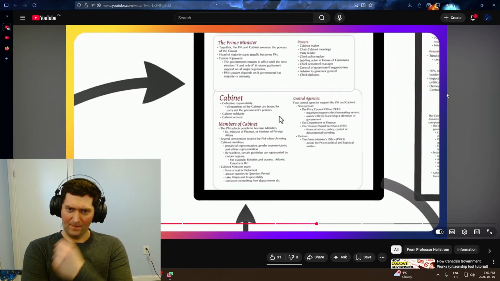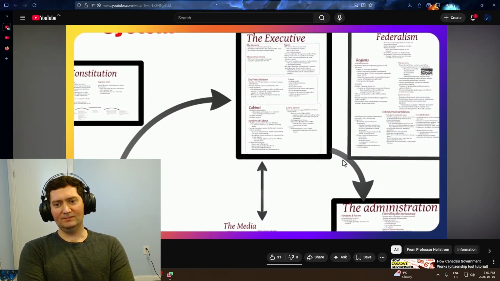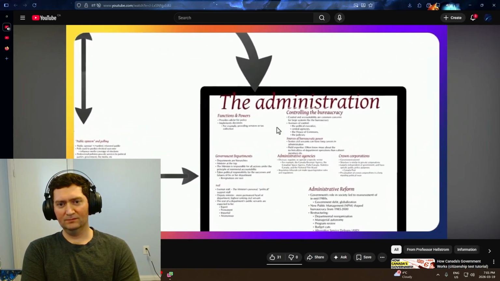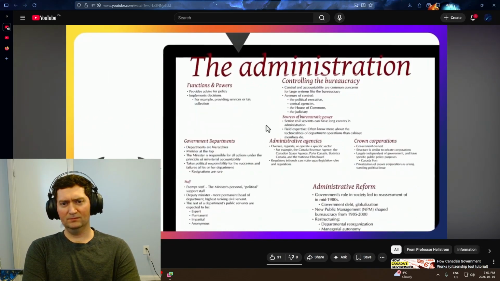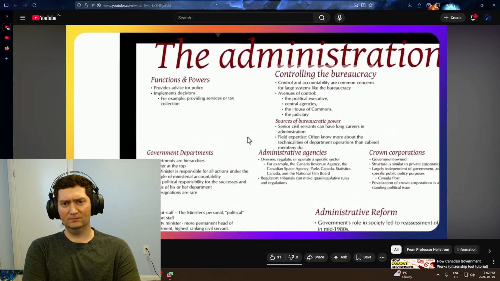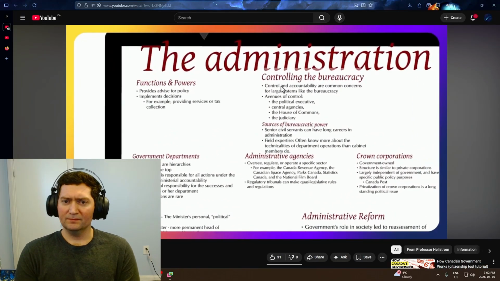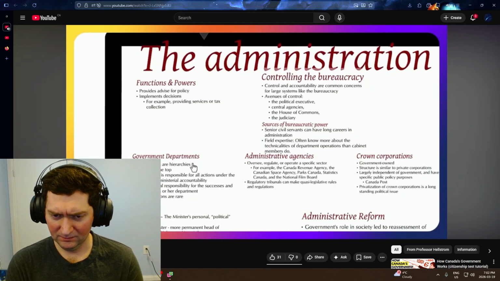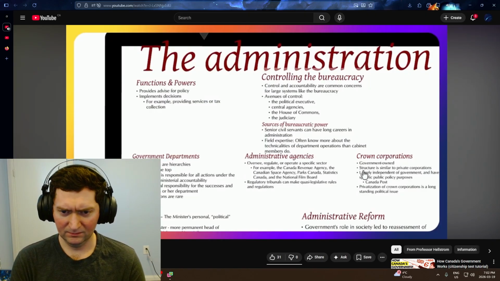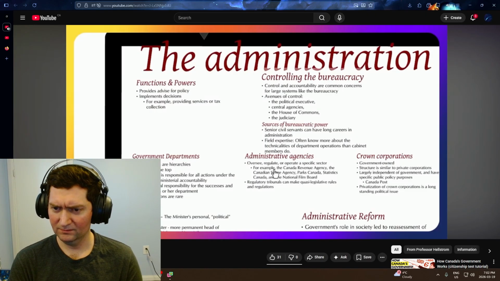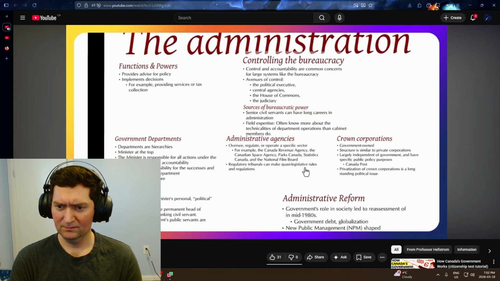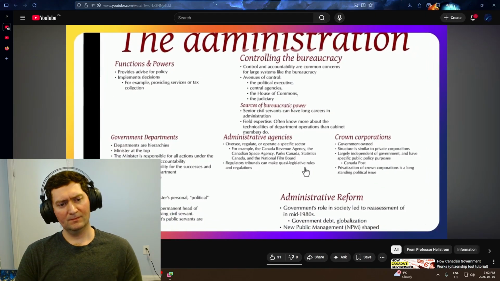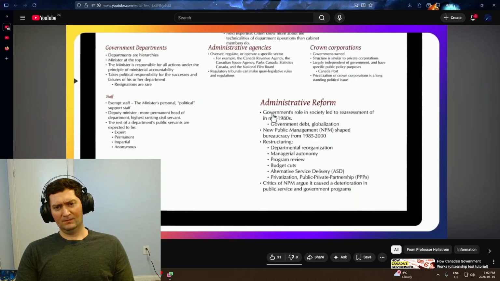Moving on, of course, the executive runs the administration, and it's important then to discuss how the administration can control the bureaucracy and what types of organizations exist within the bureaucracy, the government departments, administrative agencies, crown corporations, and so on, and trends in how this has been run by governments over time.